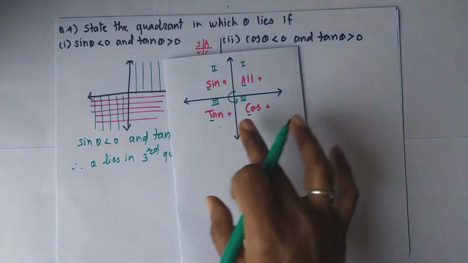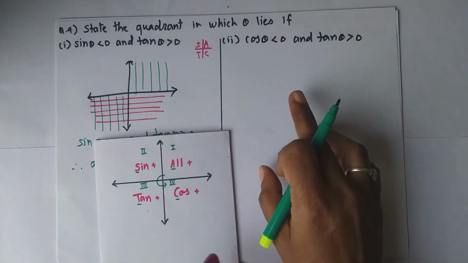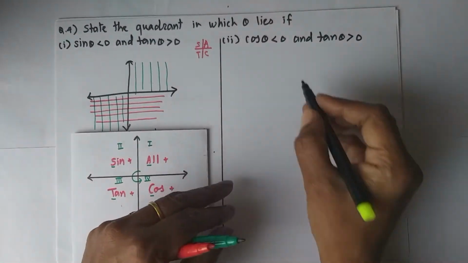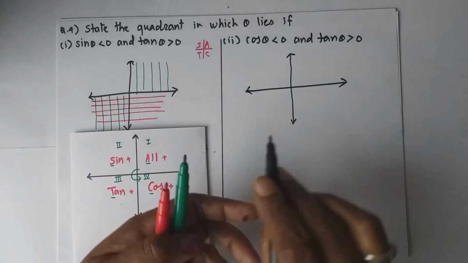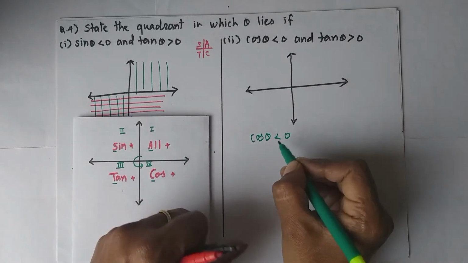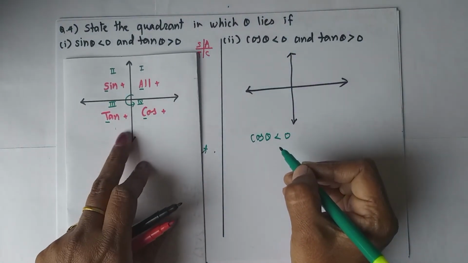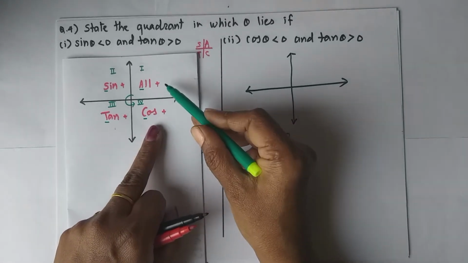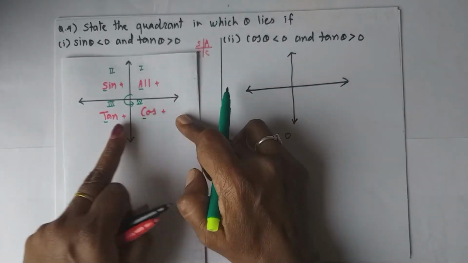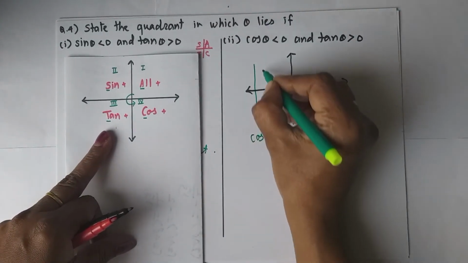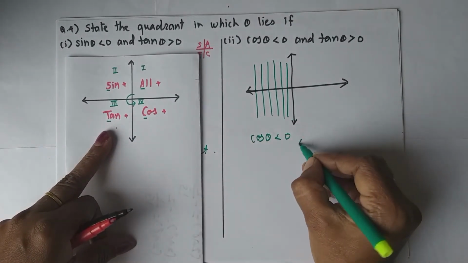Okay, let's see the next. What is the next given here? Cos theta less than 0 and tan theta greater than 0. Again you draw the rough diagram here. Cos theta less than 0 means cos theta is negative. Where is cos theta negative? In the first and fourth quadrant cos theta is positive, which means cos theta will be negative in the second and third quadrant. Okay.